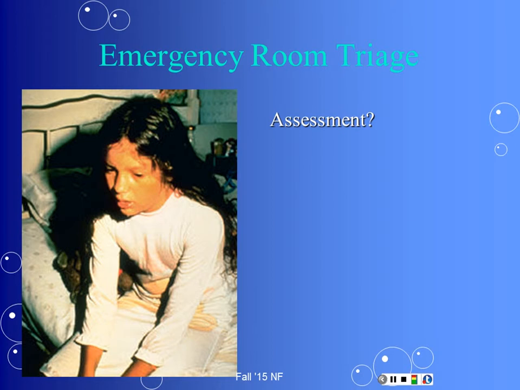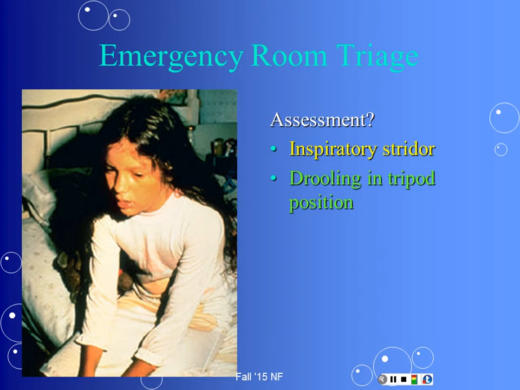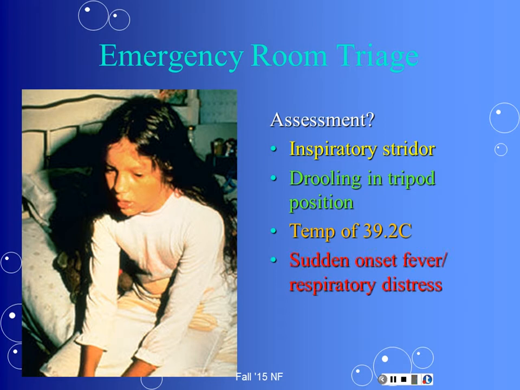So you can see this is an old picture, right? The reason we have this is because we don't see it a lot anymore. So tripoding position, mouth jutted forward, you see that swelling, you see she's drooling because she can't manage her secretions. She's looking like she's decreased LOC. So we've got inspiratory stridor, drooling, in the tripod position. She's a temp of 39.2. And sudden onset of fever and respiratory distress, so that's what we're concerned about.